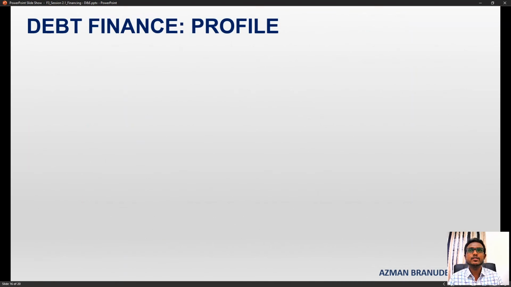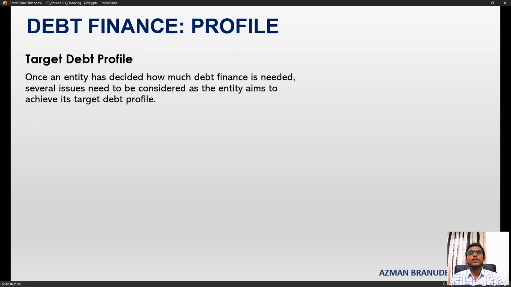And that brings me to the profile that we need to consider when it comes to debt financing. So the idea here is that a company should aim to achieve an optimal target debt profile. Once an entity has decided how much debt finance is needed, several issues need to be considered as the entity aims to achieve its target debt profile.